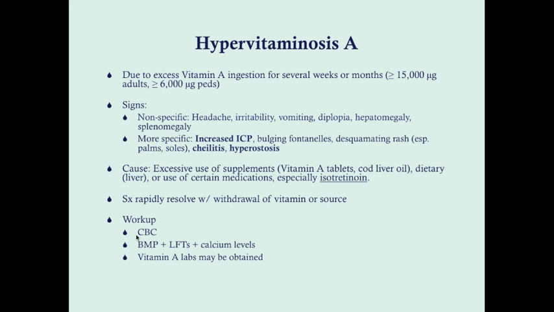The symptoms will rapidly resolve with withdrawal of the vitamin or the source, and your workup will include a CBC. You'll get chemistries, liver function tests, because you can get some hepatic issues, and vitamin A labs may be obtained, but typically this is something that's very easy to diagnose, especially if they're on isotretinoin or taking excessive supplements. Vitamin A is not something that's very easy to get a lot of, so usually there's something medically that the person is taking, like a medication or vitamin supplements, or something very unusual in their diet, like liver.